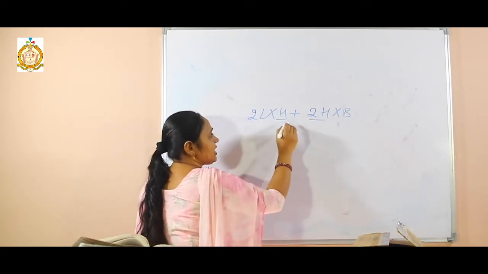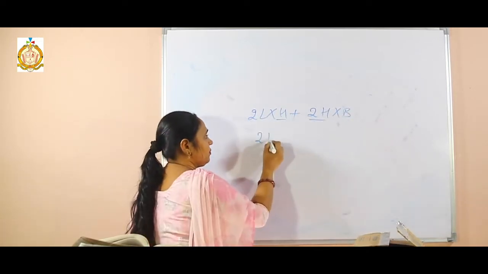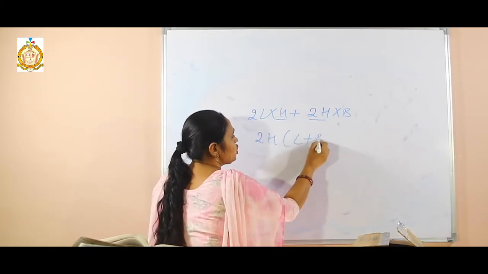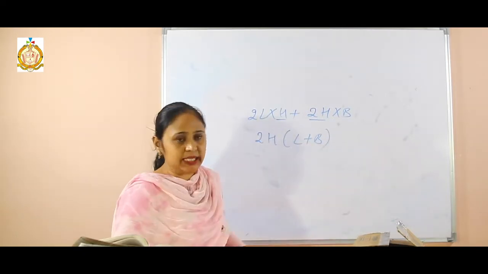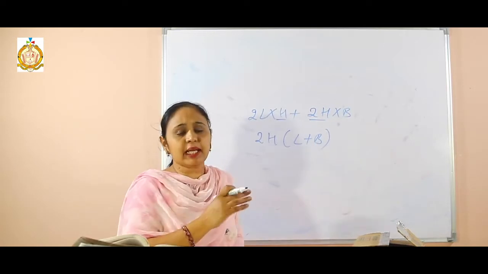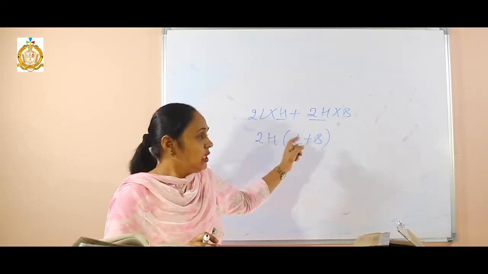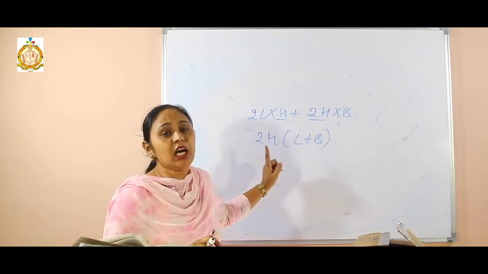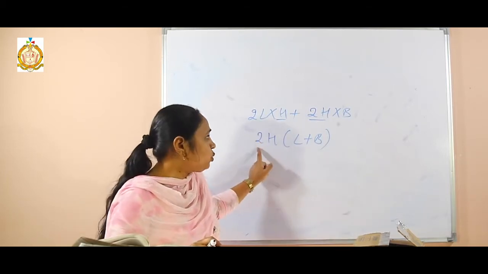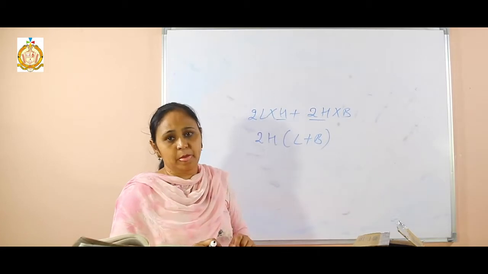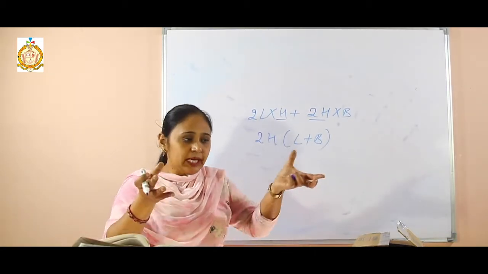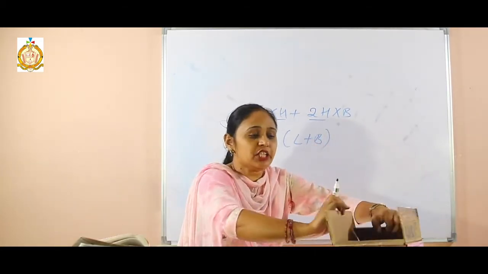If I take H common, the formula becomes 2H(L+B). I am writing it in capital letters rather than small letters just for understanding. Now the formula of lateral surface area, or four walls, becomes 2H(L+B). Now the volume, that means how much we can fill in this box.